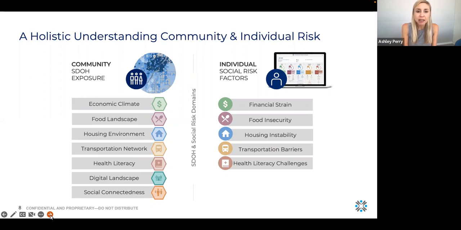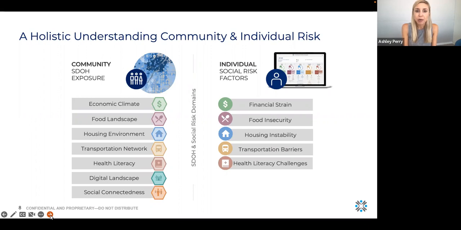So to that end, on the left-hand side of the slide here, you can see the different domains that we look at the community level. So that includes factors like the economic climate, the food landscape, housing environment, et cetera. And really, when we think about these models, we're looking at assets, infrastructure, resources within a particular community that influence the domains for the individuals and the residents who live within that space.